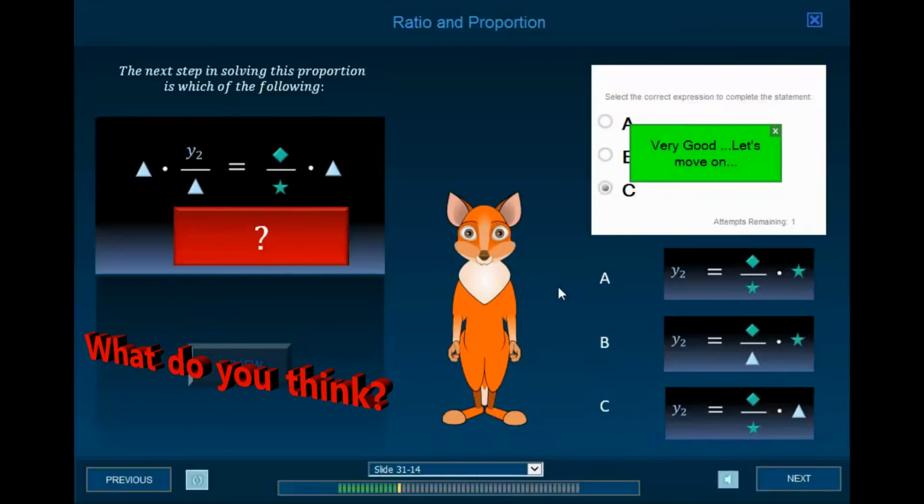Good work. Answer choice C is the next step in solving this proportion.